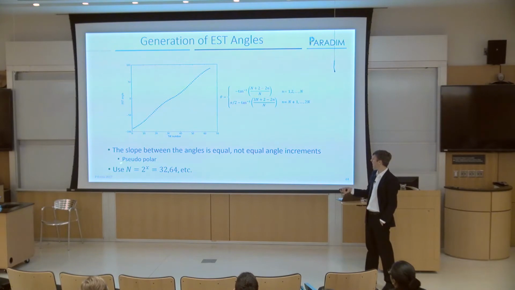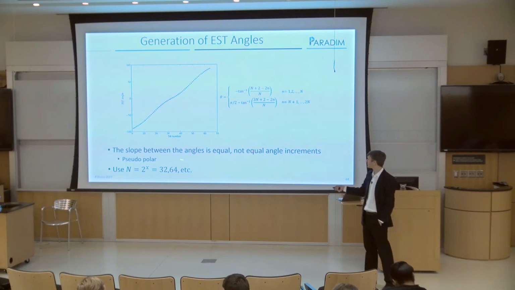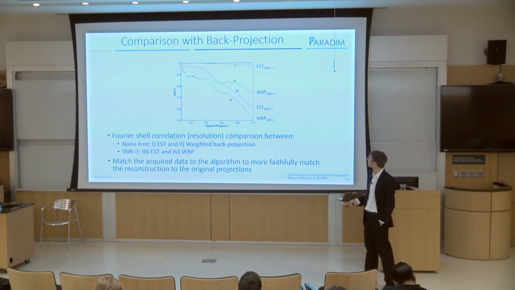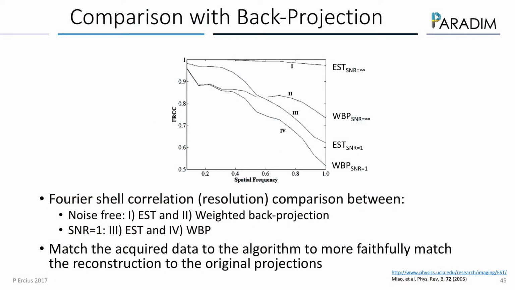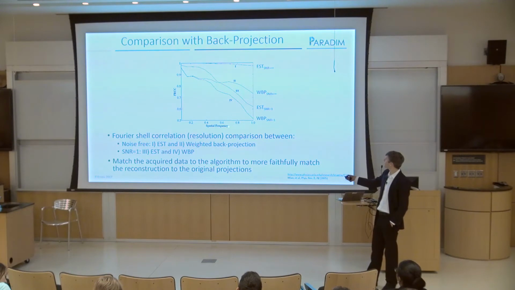You usually use n as 2 to the x, so maybe n is 32, 64, or higher. This is the number of projections that you take: 32 projections, 64 projections, and the next one would be 128. You'll probably end up in this kind of range. As a comparison with simple back projection, this is telling you how much information we have at each spatial frequency, so higher is better.